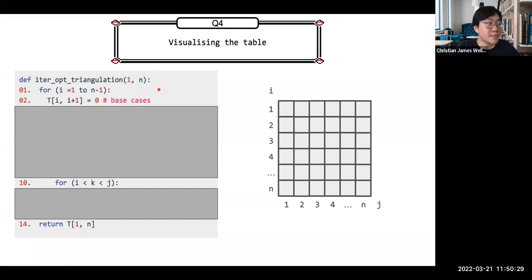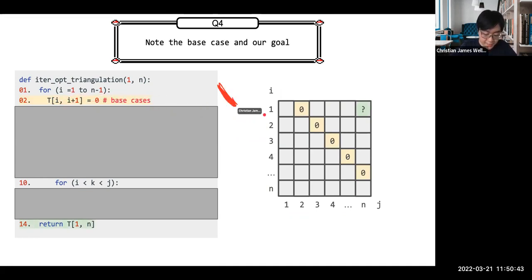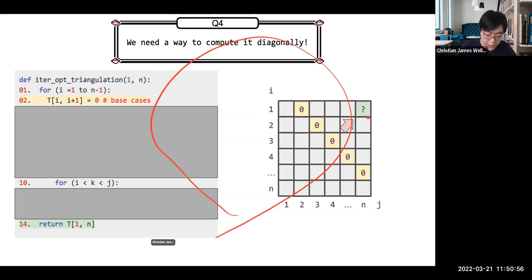because I think it's very prone to being confusing. So, visualizing the table, this is 1 to n, 1 to n. They are 2D. The base cases are literally when it's a single line. Then our goal is this T1n over here. Remember, we want to compute the entire polygon, starting from 1 and ending at n. This is our goal. We want to find a way, starting from the base cases, to compute all the way up to the other corner.